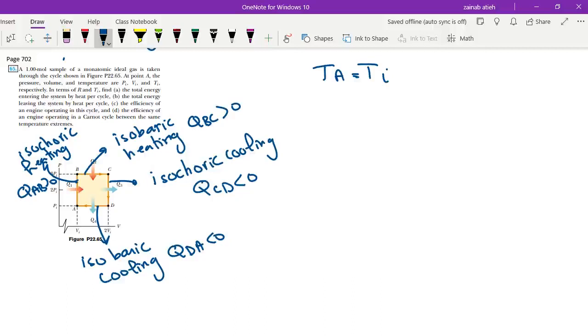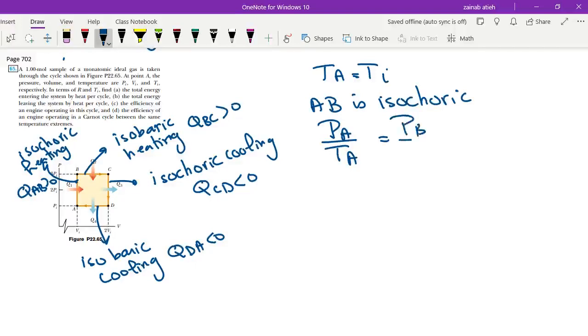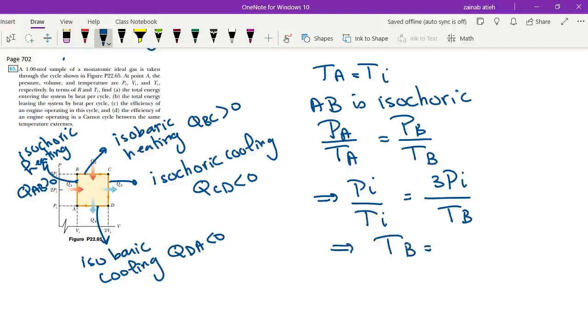I can use simply the equation of an ideal gas, but I'm going to use Charles method, which is easier. So I'm going to say that AB is isochoric, and I can relate two points this way. So I can say that PA over TA is equal to PB over TB, because they have constant volume. For sure I have PA, it is called PI, and TA, it is TI. PB from the graph appears to be 3PI, and we're searching for TB. So this way, if we have information about one point, we can relate it to another point using the type of the process. So we get TB equals, for sure PI with PI is cancelled, 3TI. And this is TB.